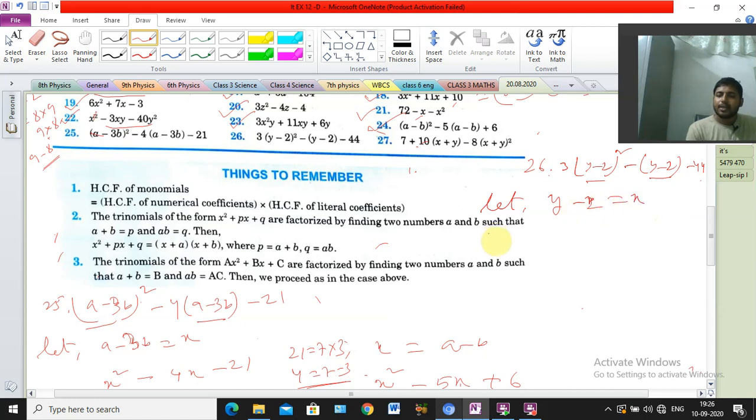Clear? So now what do we get? We get 3x square minus x minus 44. Clear or not? Now for the coefficient of x square, which is 3, and 44, just multiply them. 44 into 3 is what, sir? 132. But we need 1 only. We need 1.